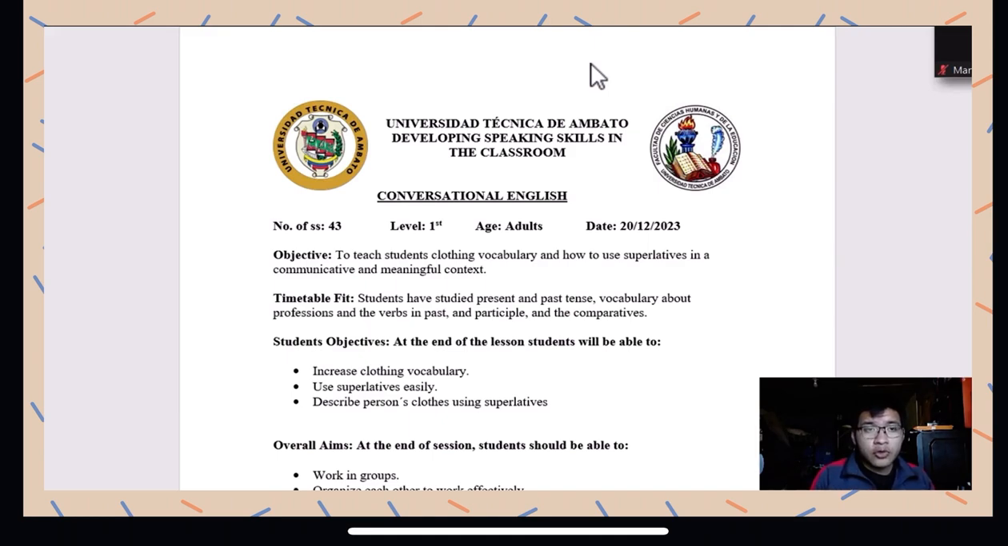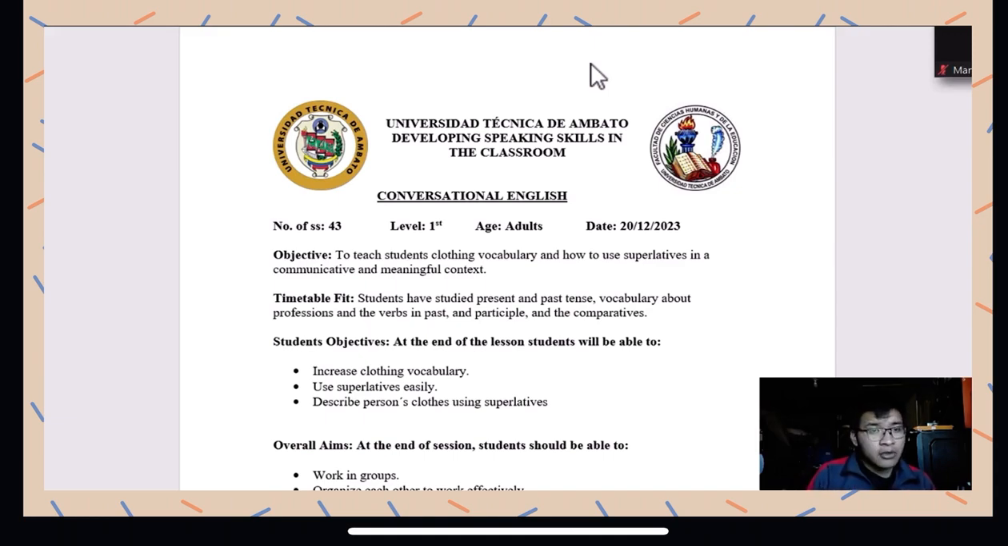We are going to explain to you the things that we have prepared for our demo class. First of all, what is the topic that we chose to present? The grammatical point is superlative adjectives, and the vocabulary point is about pieces of clothing. As you have here, the objective for our demo class is to teach our students clothing vocabulary and how to use superlatives in a communicative and meaningful context.